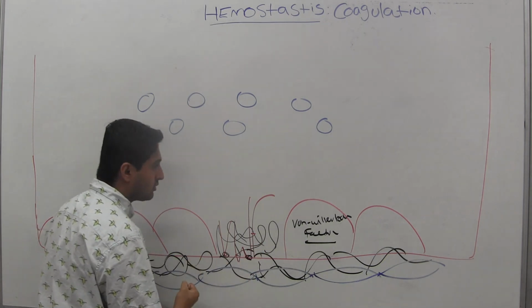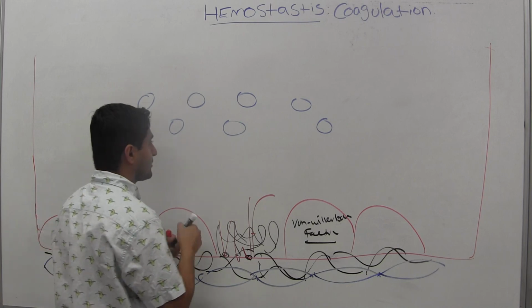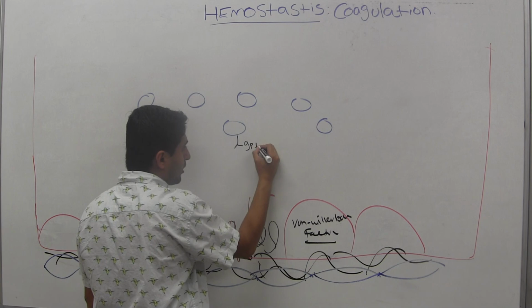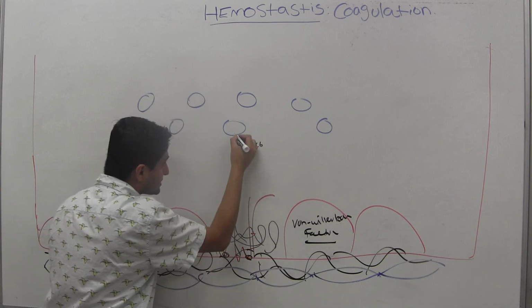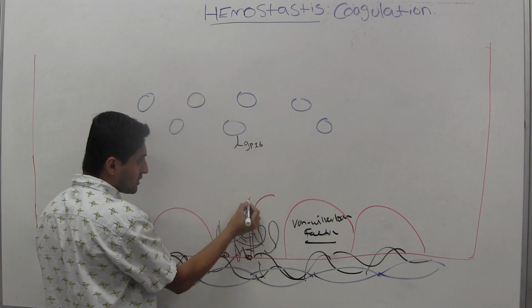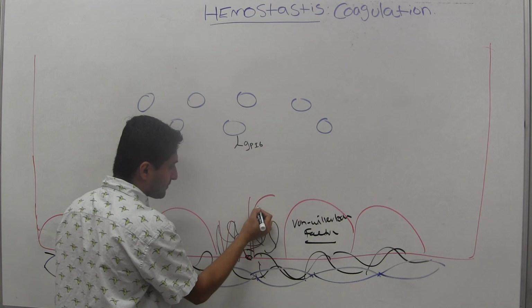Remember, the VWF is a sticky glue, and as soon as they touch it, these platelets have receptors here, okay? These receptors are called GP, glycoprotein 1B, all right? As soon as they touch this receptor, they stick with this VWF. The GP1B sticks with this VWF.